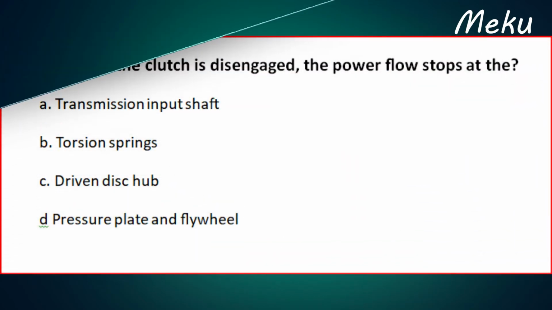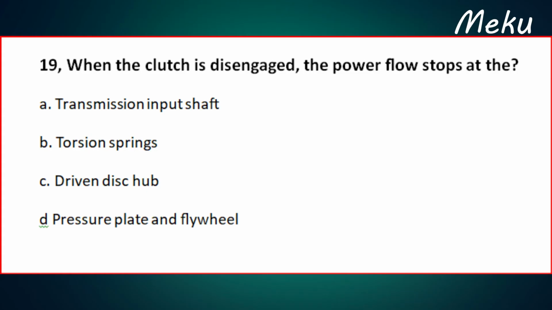19. When the clutch is disengaged, power flow stops at the A. Transmission input shaft. B. Torsion springs. C. Driven disc hub. D. Pressure plate and flywheel.